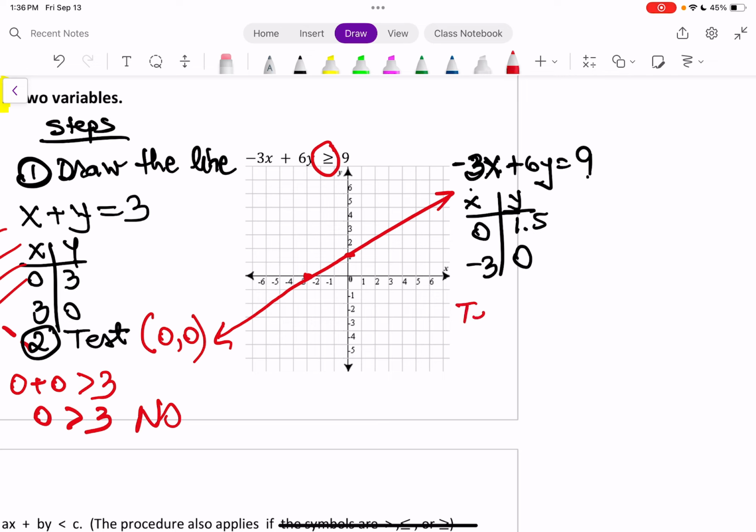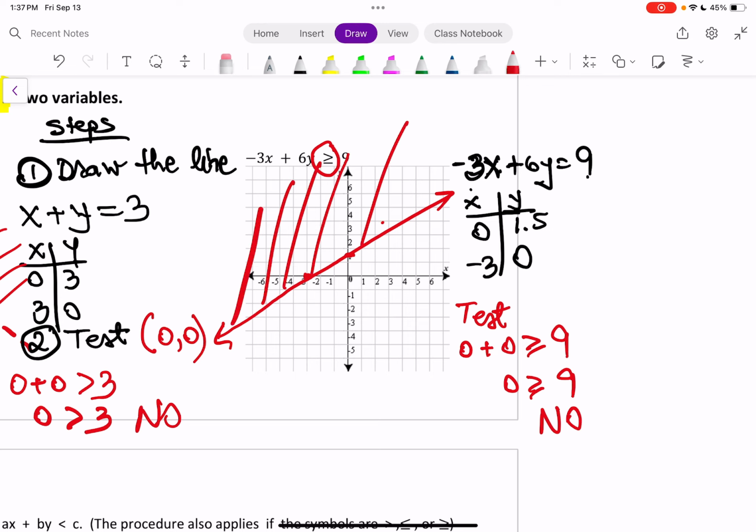I still need to test what happens. So, is -3 times 0 plus 6 times 0, which is, by the way, both 0, greater than or equal to 9? So 0 is not more than 9. Therefore, 0 is not in the answer. Therefore, I have to shade on the other side of where 0, 0 was.